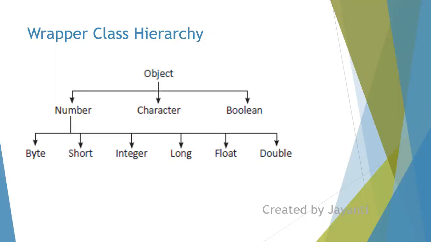What are the subclasses of Number? What are the wrapper classes? Now you have a data type called byte, with b in lower case. What is its wrapper class? Byte. Short is for short. For int it is Integer, for long it is Long, then Float, Double. So we'll be talking more about the Number wrapper classes. So this is the hierarchy.